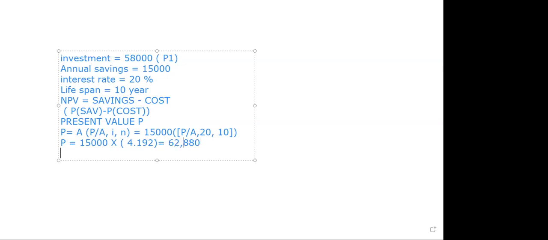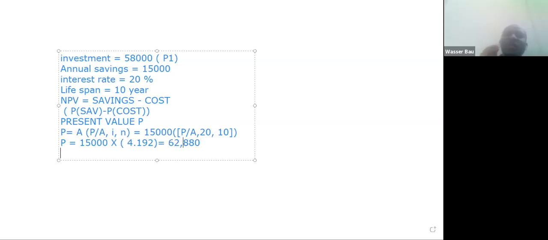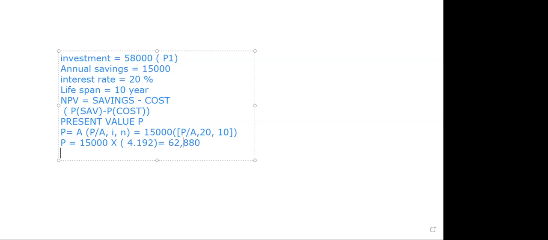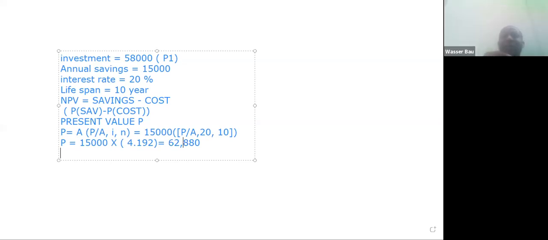So, gentlemen, what does this show you? What it means is that the $15,000 that are coming every year is equivalent to 62,880 today. Remember that 15,000 is going to come for 10 years. So the layman will say 15,000 times 10, 150,000. But you are wrong, because by the time the money gets to that 10 years, it will have depreciated. So the net value of that money now is this.